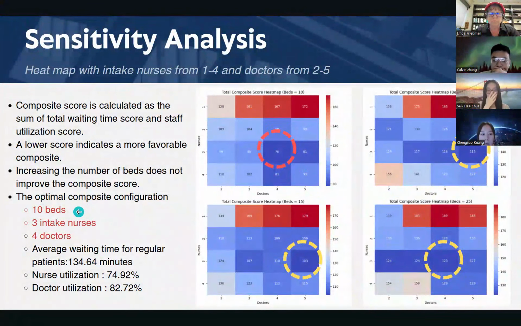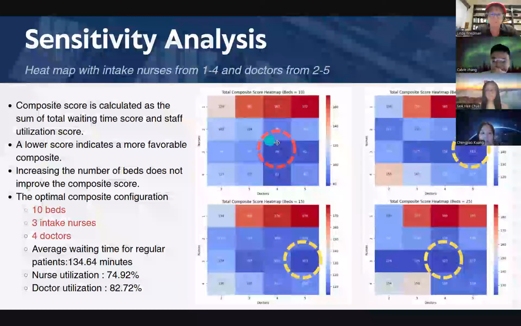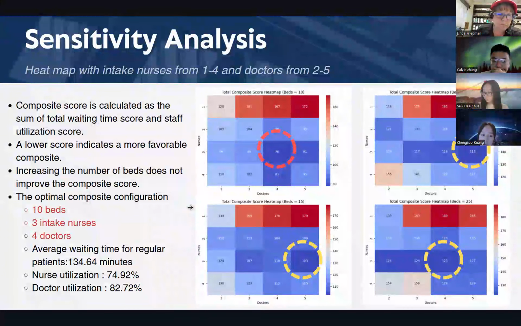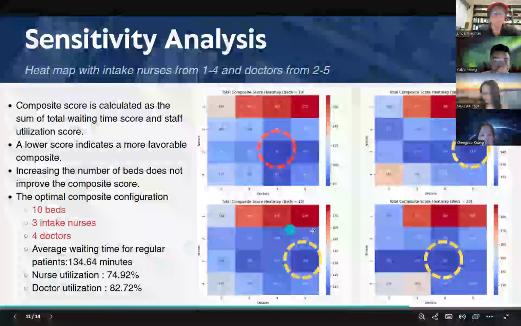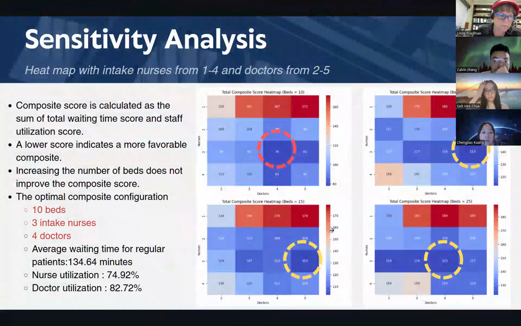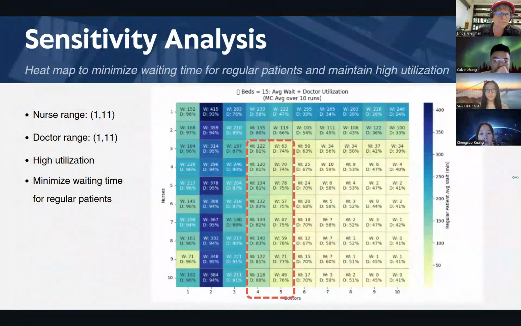So the optimal configuration we choose is 10 beds, 3 intake nurses, and 4 doctors. Using this configuration, the average waiting time for regular patients can be reduced to around 135 minutes, and the nurse utilization and doctor utilization will still be above 74%. But you might think that is still high, right? It's still over 2 hours before you can see the actual doctor. So it's really the hospital's decision whether they can add more staff to reduce the total waiting time, and if it is worthwhile for the hospital.